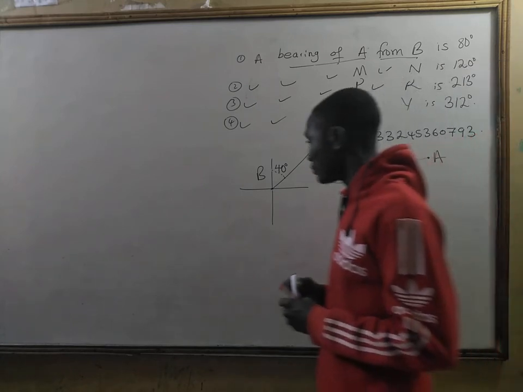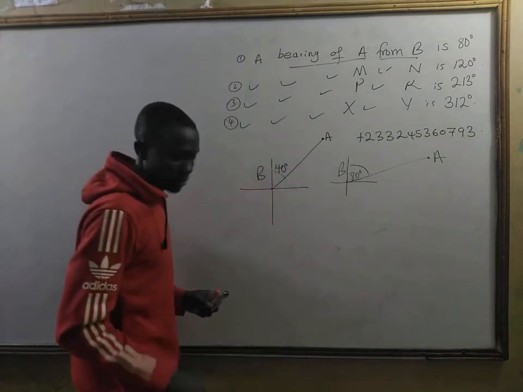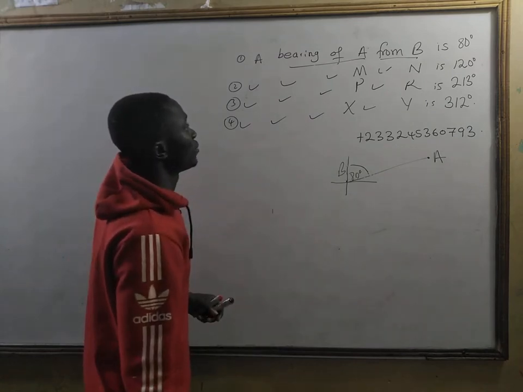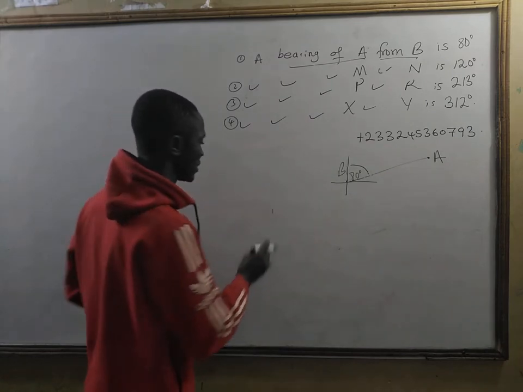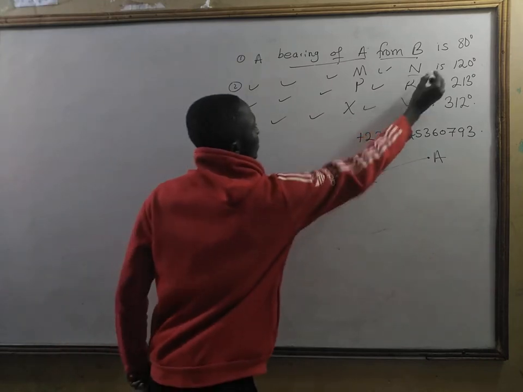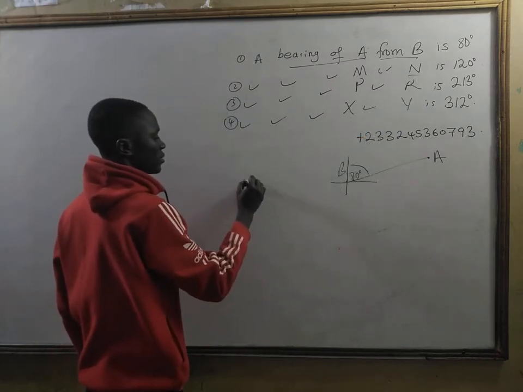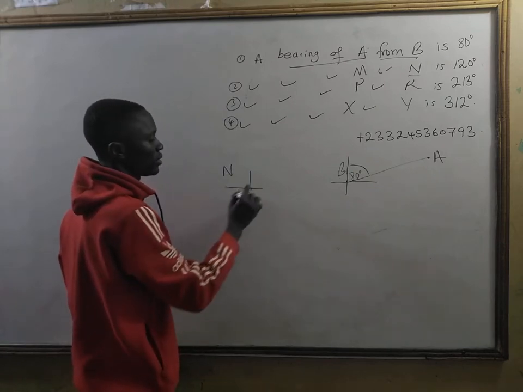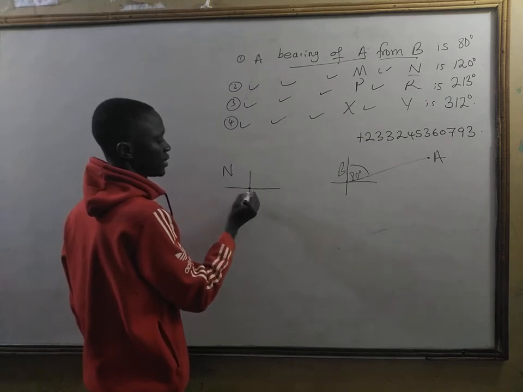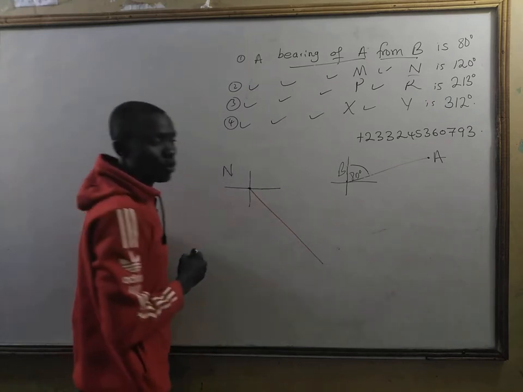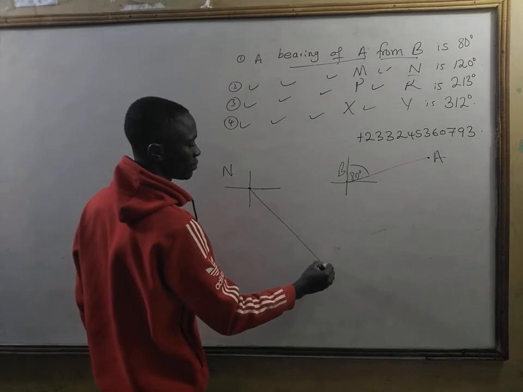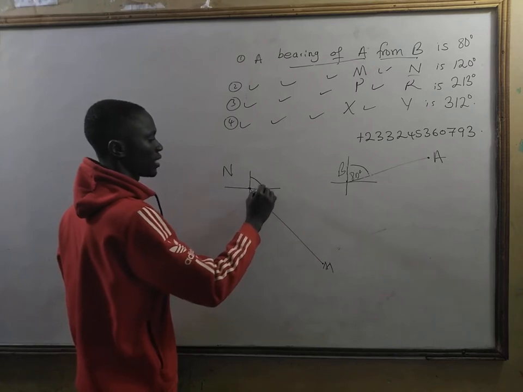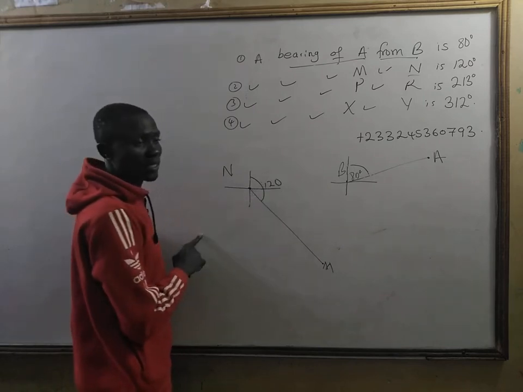Now, let's see another one, the second one. We have the bearing of M from N is 120 degrees. So from N, so N is the point, because we want from N. 120. From here to here is 90. So we assume that 120 can fall on this line. So this is our point M. So let's do 120. Very simple as that.